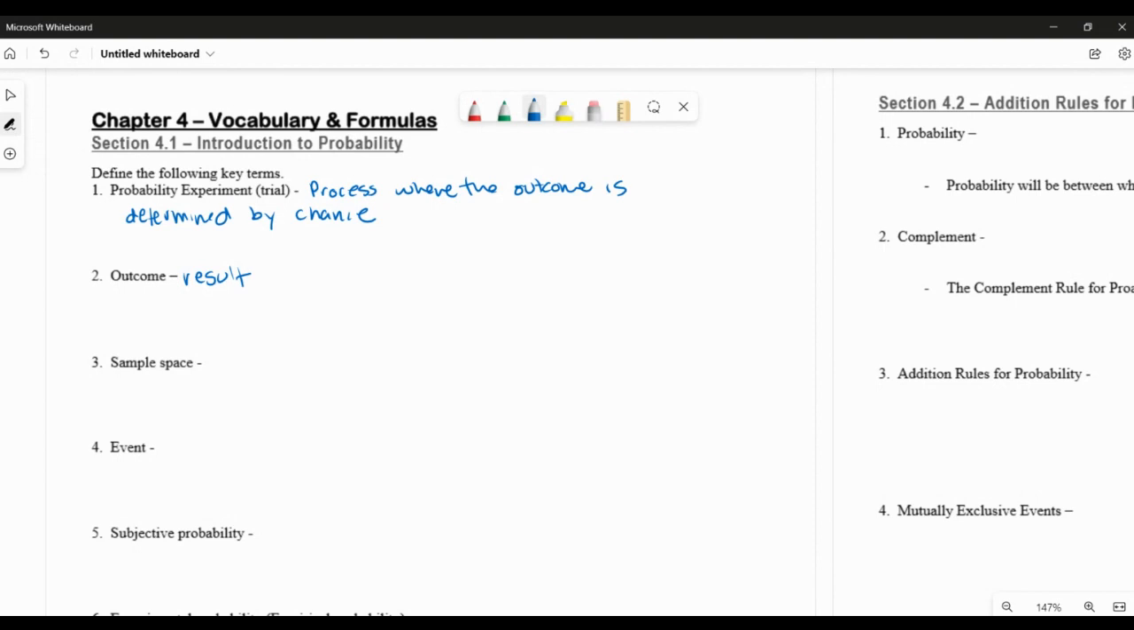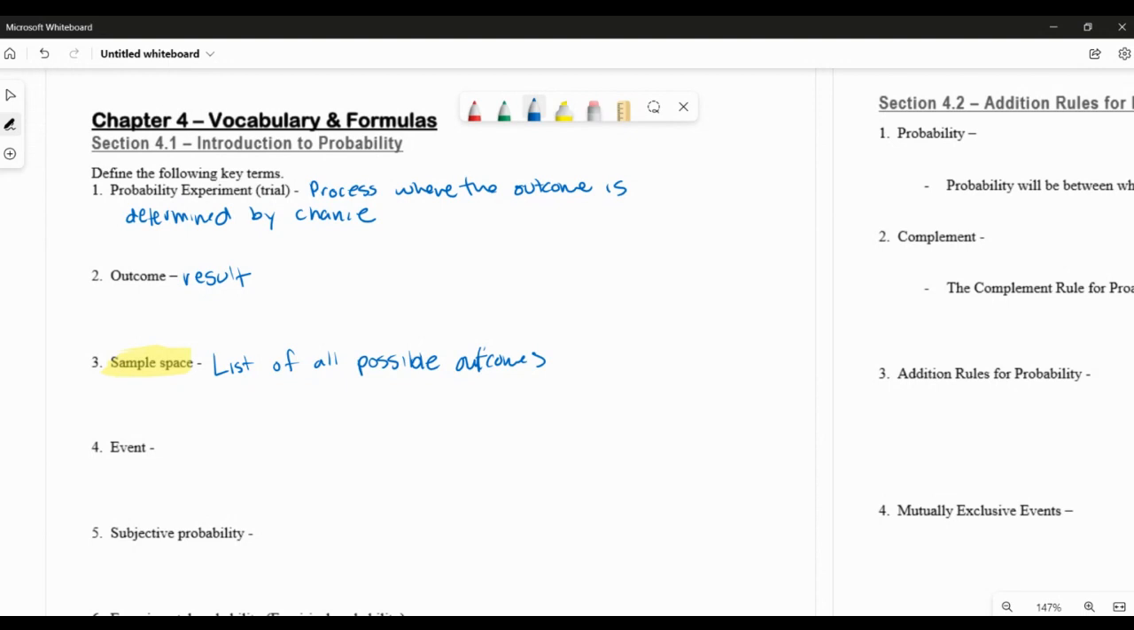All right, a sample space. This is actually more important than you may think when we first read about it. This is a list of all possible outcomes of an experiment, okay? So that'll actually turn out to be kind of important when we get into probability.